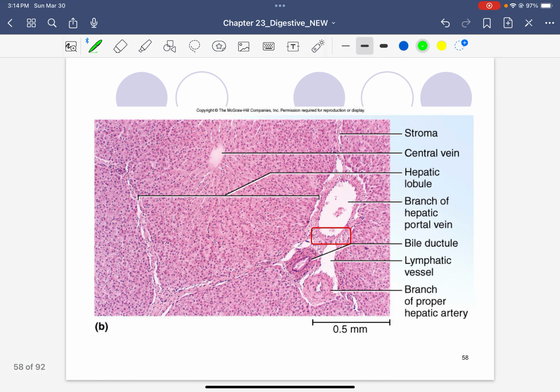Here's what it looks like actually under a microscope. This is kind of what we can see of a hepatic lobule. It would continue up here, we just can't see all of it. And this would be the triad of vessels at each corner. But you don't need to know that.